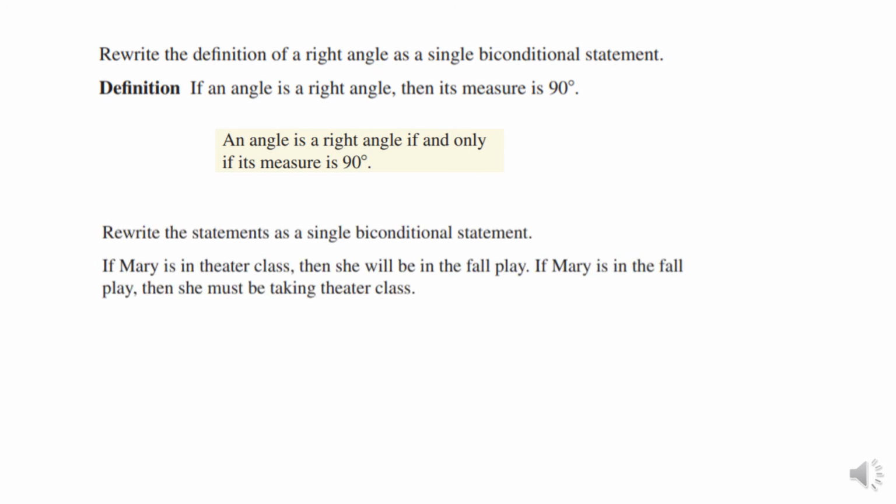Okay, this one: if Mary is in a theater class, then she'll be in the fall play. If Mary's in the fall play, then she must be taking theater classes. So they're saying that these are both true, so then we would make this statement.